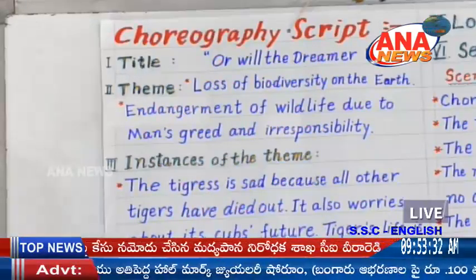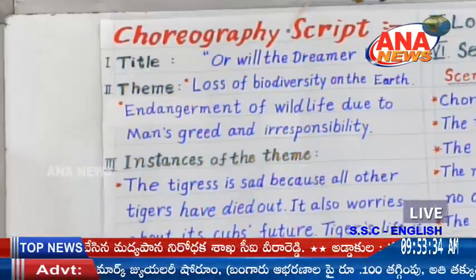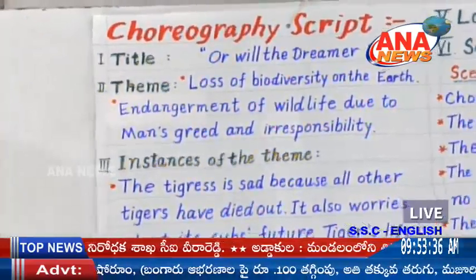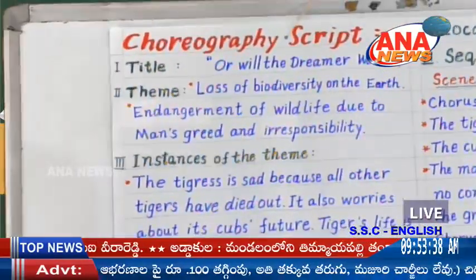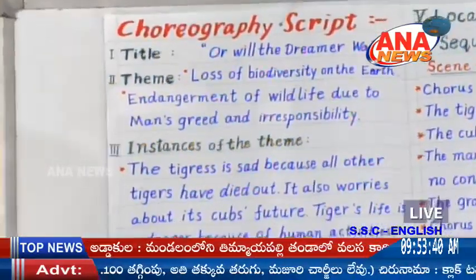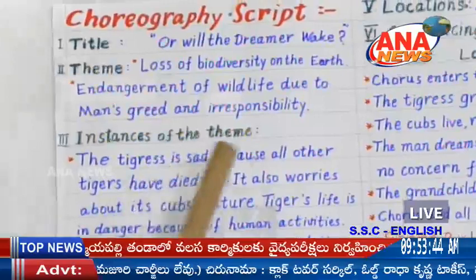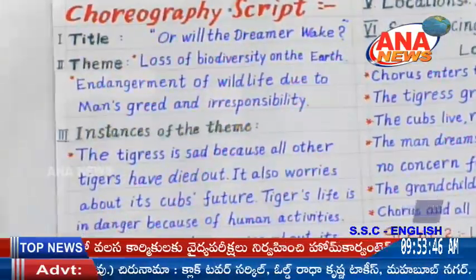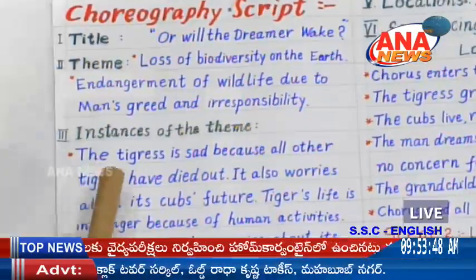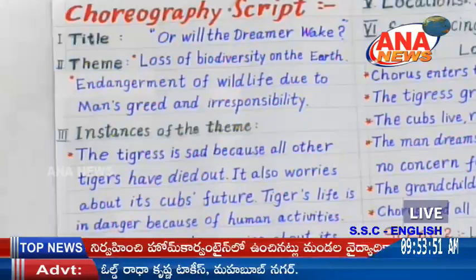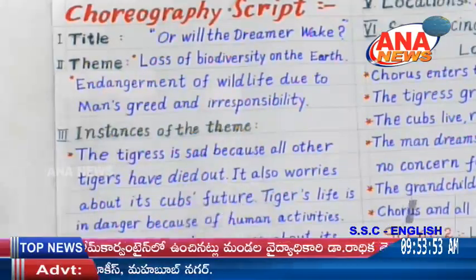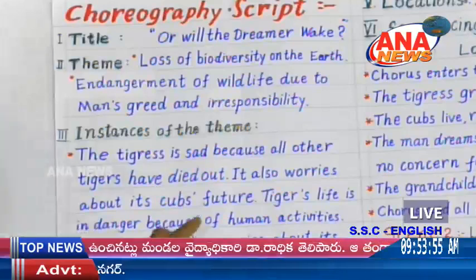Irresponsibility. Man is not responsible. He thinks that he has no responsibility to protect the nature or surroundings or different species that also live on this planet Earth. Now, instances of the theme. Two instances are given in the poem. The first one is the tigress is sad because all other tigers have died out. It also worries about its cubs' future.